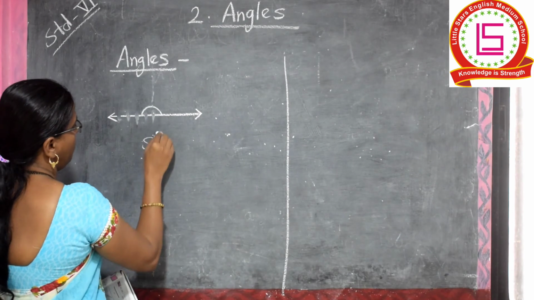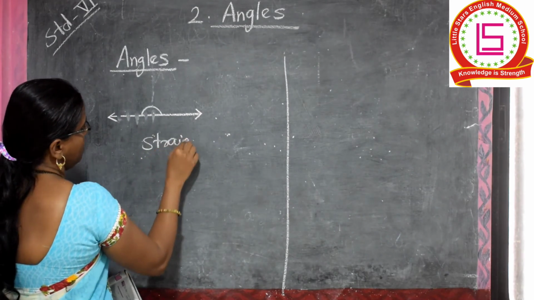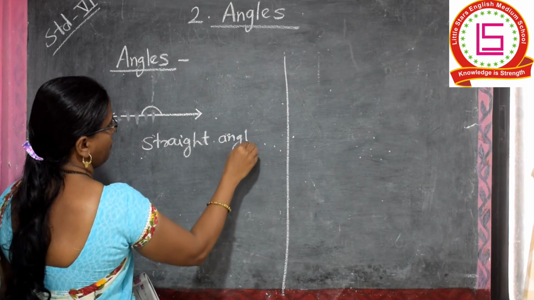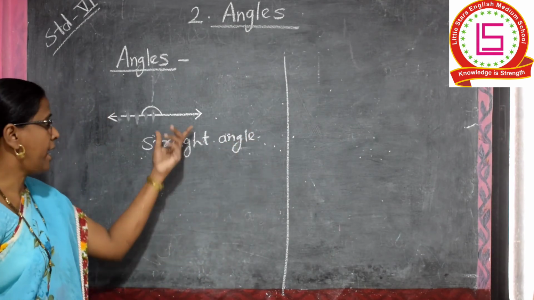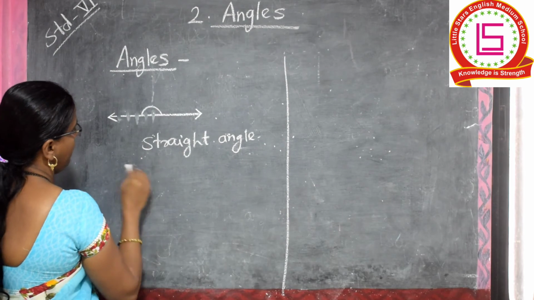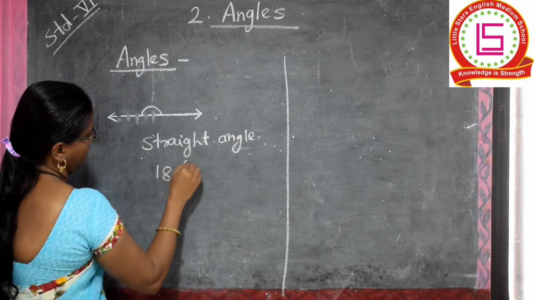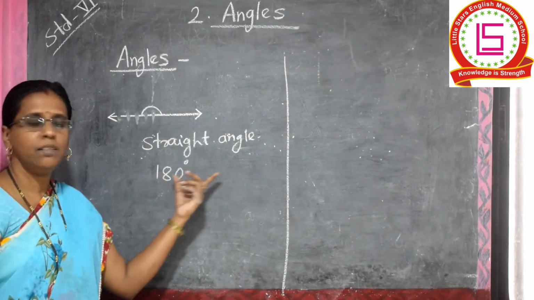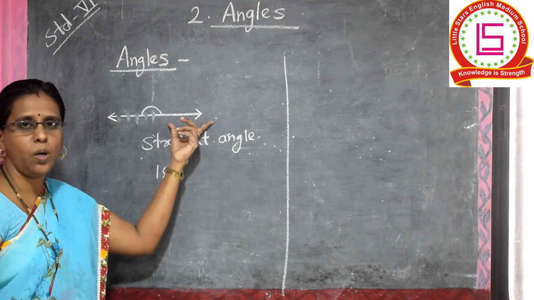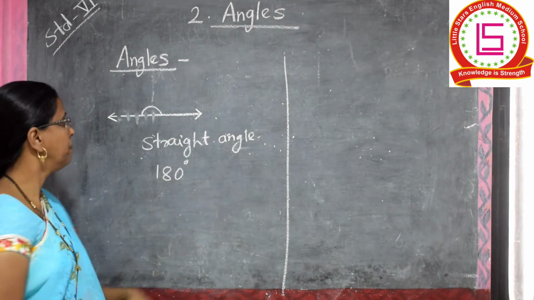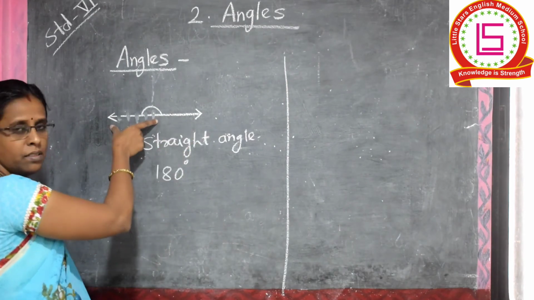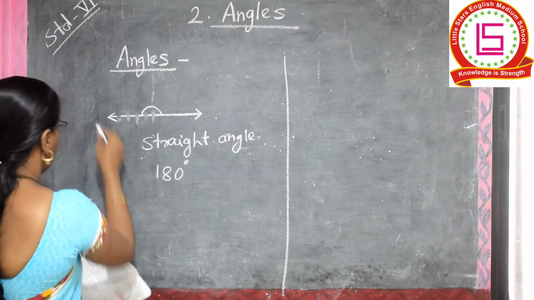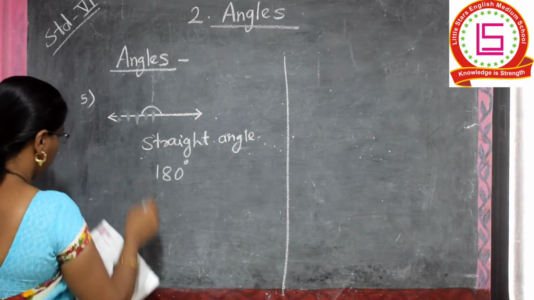What is the name of this angle? Straight angle. And the measure of this angle is exactly 180 degrees. The angle with measure exactly 180 degrees is called a straight angle. See here, two arms are opposite to each other, okay? Then the next angle.